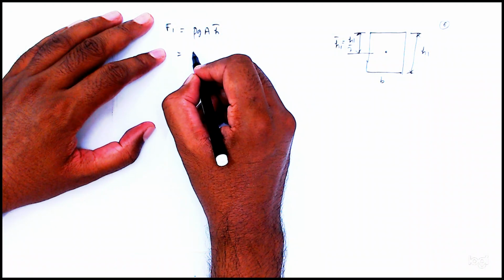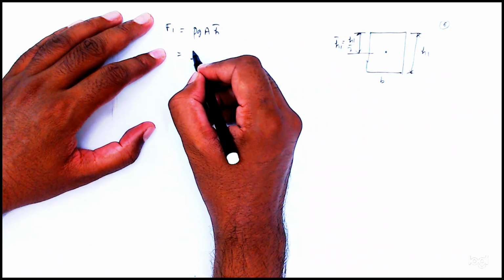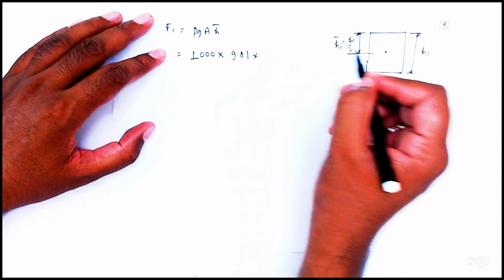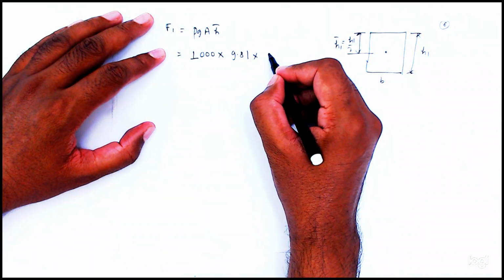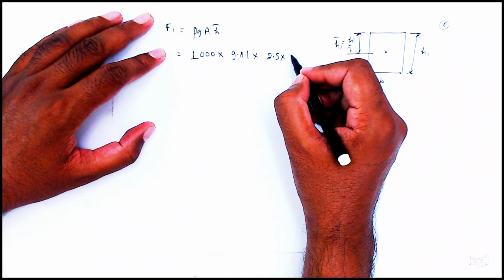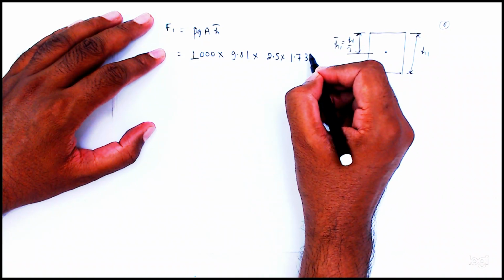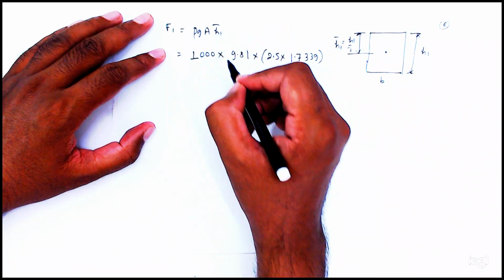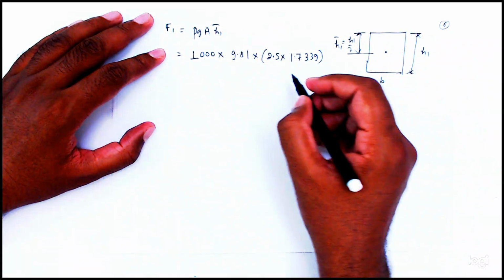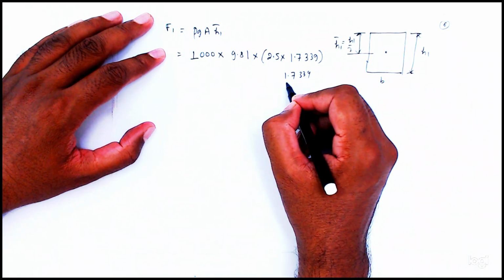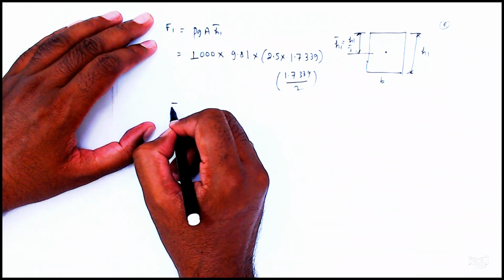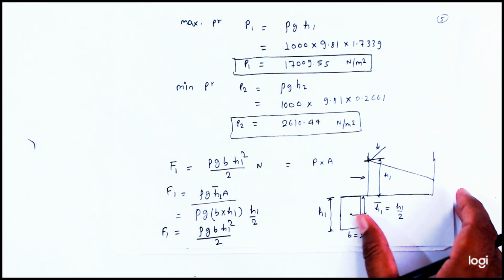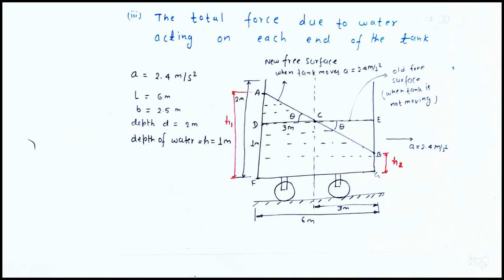So rho is equal to, in this case, 1000, into g is equal to 9.81, into area is equal to b into h1. B is equal to 2.5 into h1 is equal to 1.7339, and h bar is equal to, you can say h1 bar here. So h1 bar is equal to 1.7339 divided by 2. Okay, friends, so this is the force at the rear end.